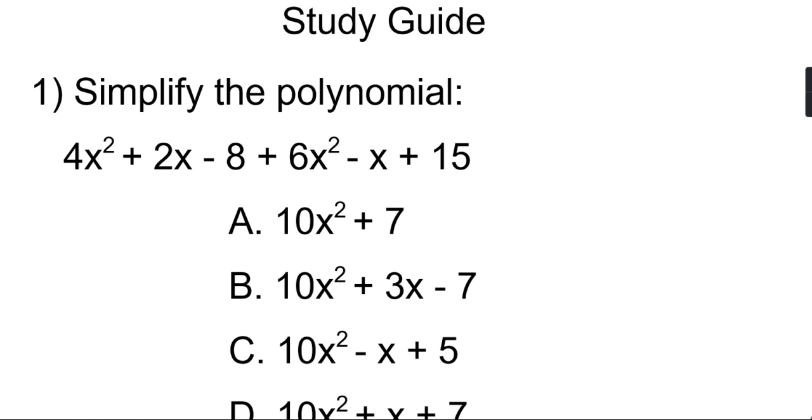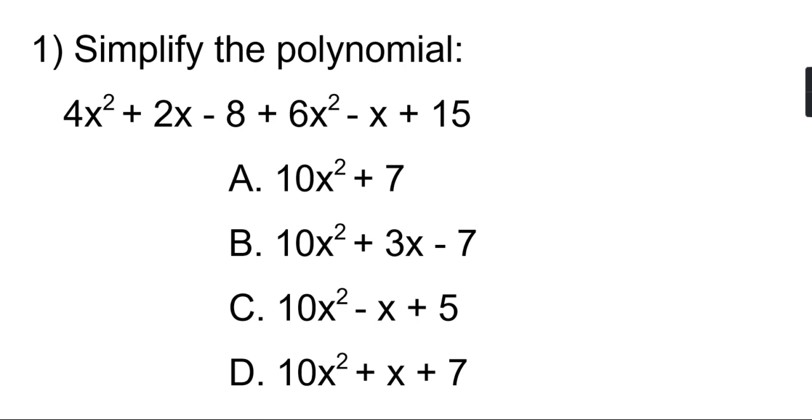Okay, so in the first problem, we wrote simplify the polynomial. We did not write it as two separate polynomials. You're just combining any like terms you see. So if you look at that polynomial, 4x squared plus 2x minus 8 plus 6x squared minus x plus 15, you need to figure out which terms are like terms and add those together.